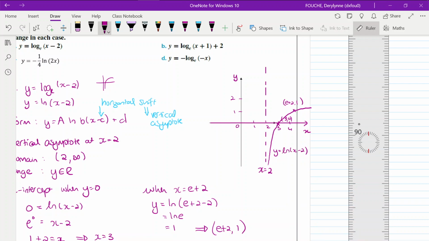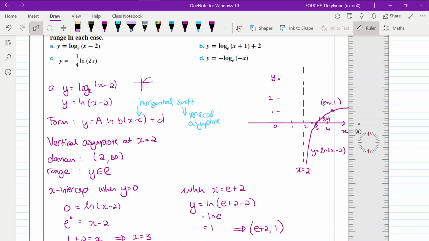I could have selected any other point. I could have said x equals 4, and then I would have had a point 4 and ln 2. You'd have to kind of guess a little bit what ln 2 is. It just depends. Doesn't really matter which one you choose, but I like to pick a logical point.